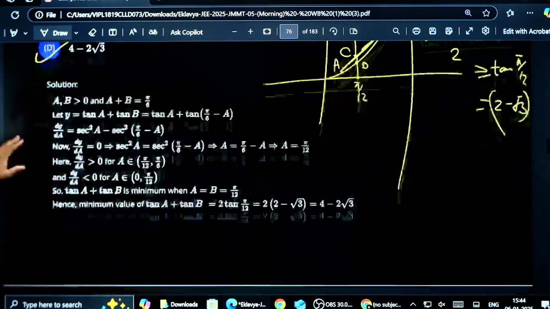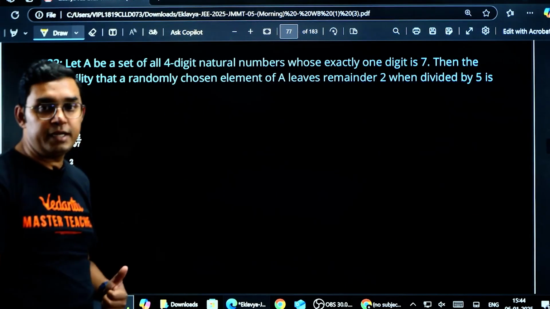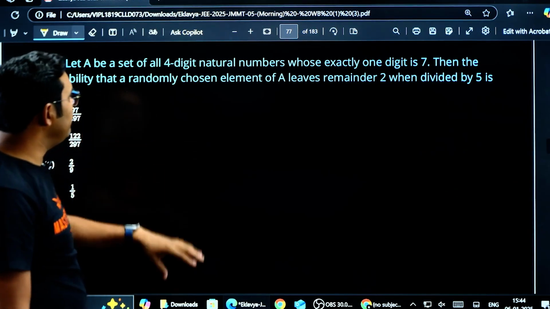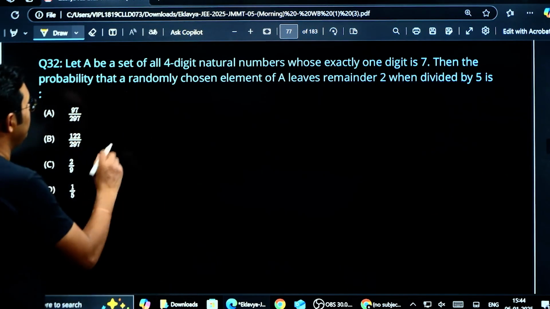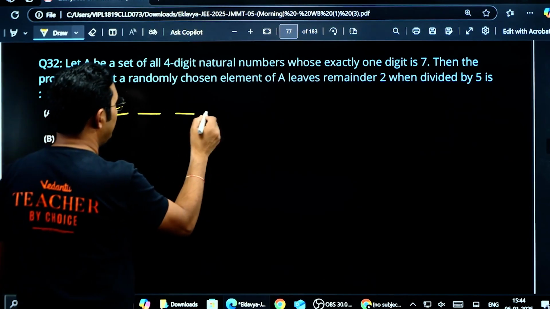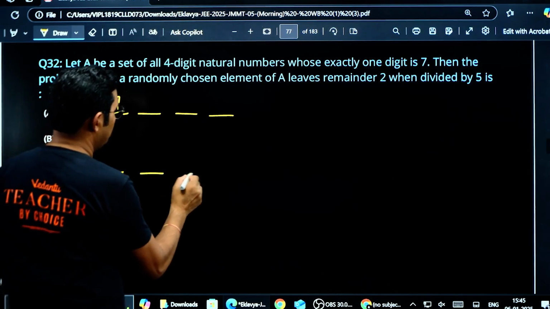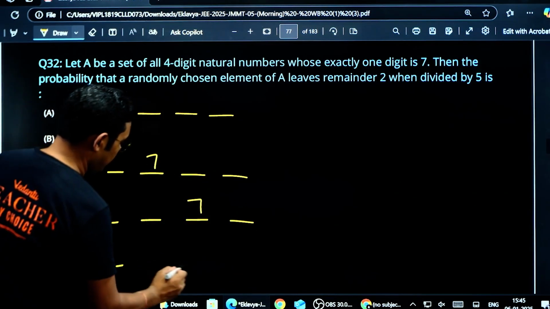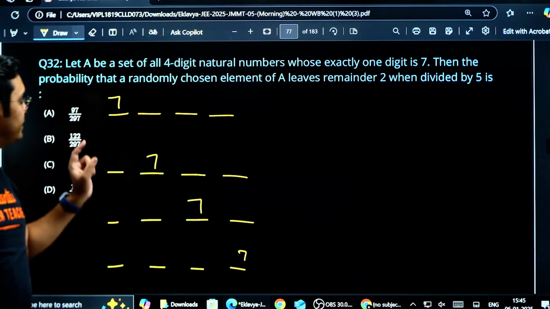Okay, moving to the next question, 32. Here it is given: let A be the set of 4-digit natural numbers in which exactly one digit is 7. Then find the probability that a randomly chosen element of A leaves a remainder 2 when divided by 5. Now I will do this question by making cases. There are 4 places. So your 7 can be here, here, here, or here. There are a total of 4 cases, and exactly at one place 7 will be there.